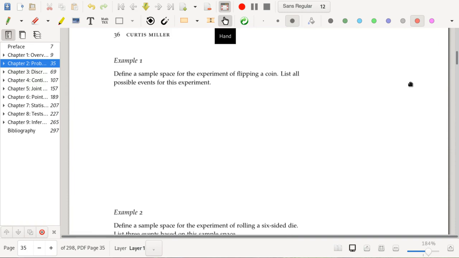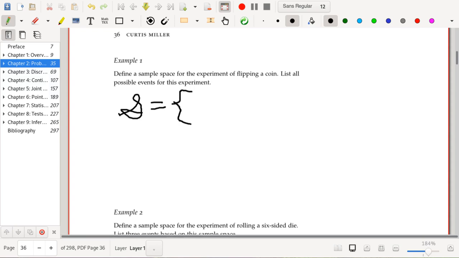So let's get started with an example. We're going to define a sample space for the experiment of flipping a coin. We're going to list all possible events for this experiment. I'm going to say that this sample space, which I'm going to call S, what are going to be the possible outcomes of flipping a coin? Well, despite what might be physically possible, like I actually have seen coins, not necessarily mint coins, but things very coin-like that end up landing on their side, that is not going to be allowed here.